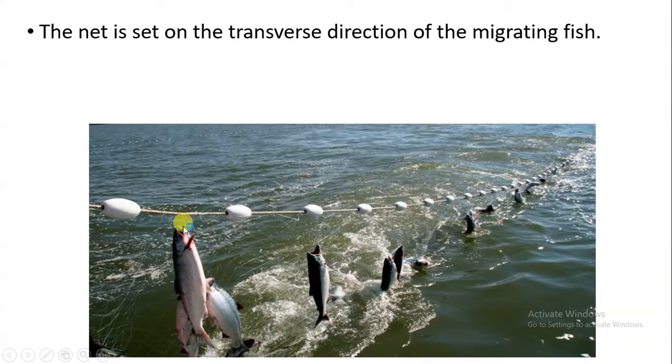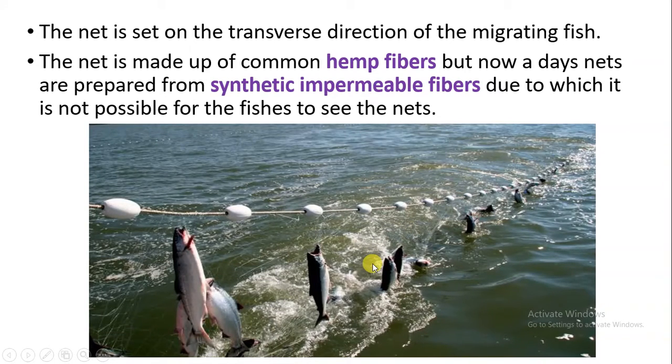So when we see the net, it is always placed in the transverse direction. If the fish is moving in this direction, then the net has to be placed across it, so that migrating fish can be easily captured. The net is made up of hemp fibers. Nowadays, the fibers used in nets are all synthetic impermeable fibers, because of which the fishes are unable to see the net.